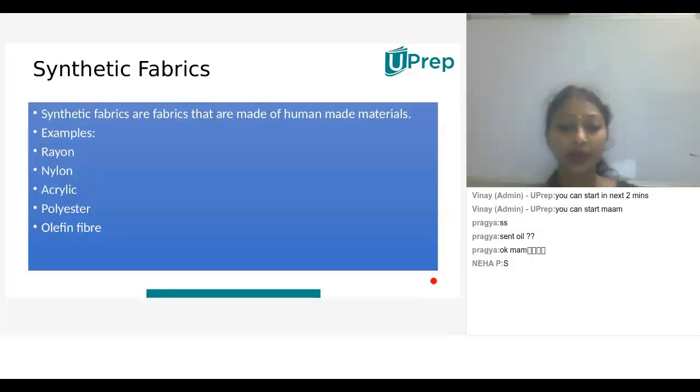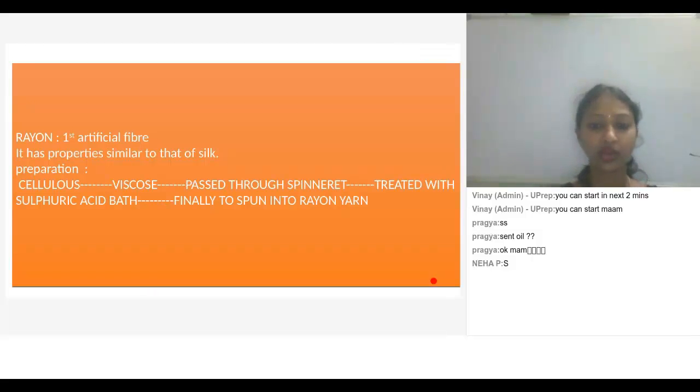So, synthetic fibers, a few examples. Can we go with the examples? I'll show you the video also. I'll show it very clearly. So rayon, the first artificial fiber, has a property similar to that of silk.